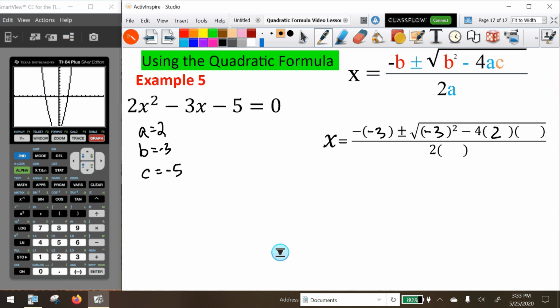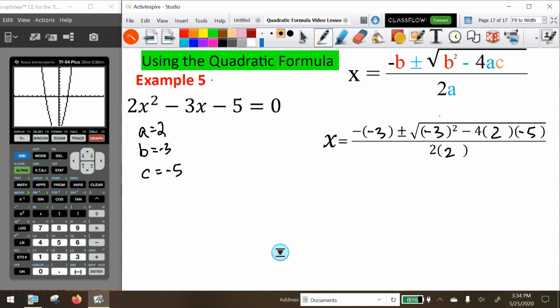It's important that you plug a, b, and c in the correct spot. I've had a lot of students accidentally put in a here, b here, and then c here, I guess from getting so used to putting things in alphabetical order. You have to put b in where you're supposed to, which is here and here.